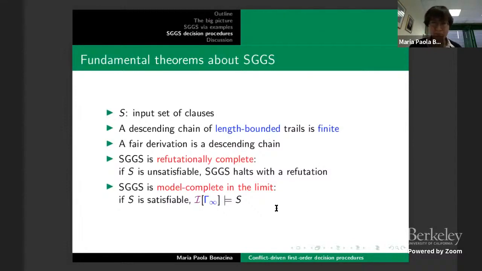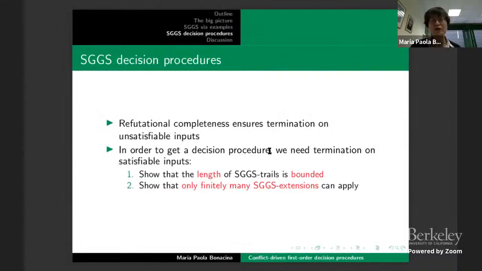One says that a descending chain of length-bounded trails is finite. A fair derivation is a descending chain, so we have an ordering on trails to show these two results. Then SDGs is refutationally complete, and it is model complete in the limit. So this is important because if we get a decision procedure from SDGs, it will also provide a model. Now, refutational completeness ensures termination on unsatisfiable inputs. In order to get a decision procedure, we need termination on satisfiable inputs.